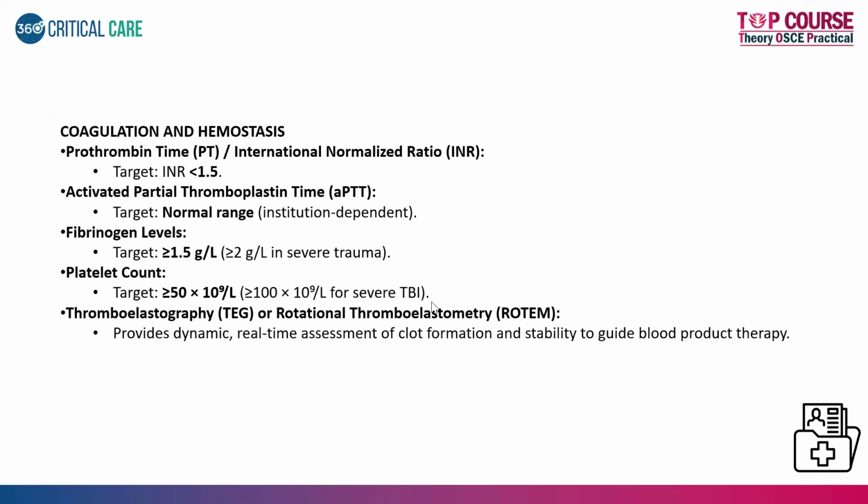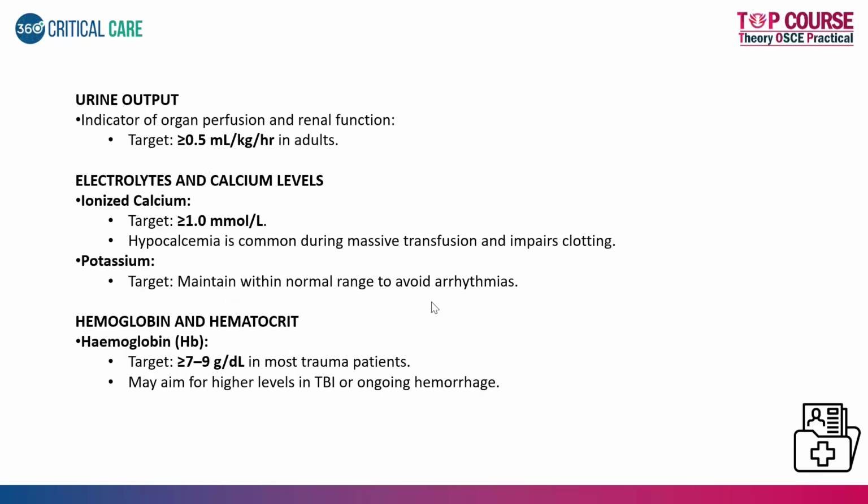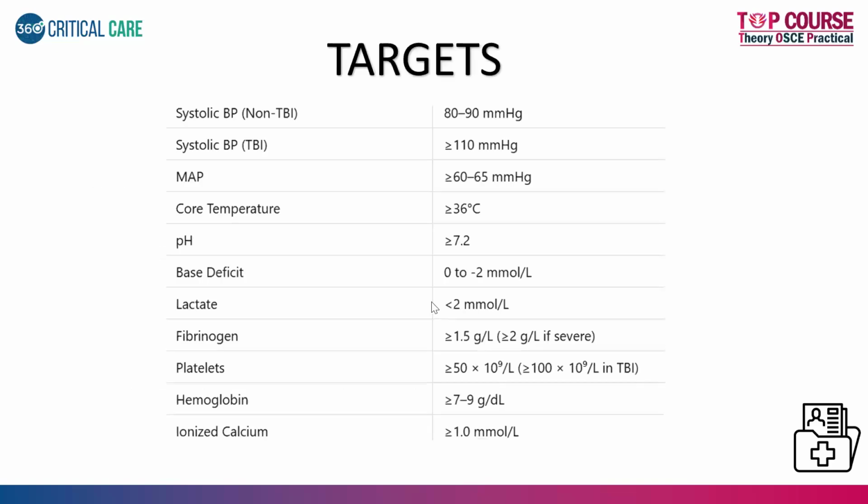Coagulation parameters, like any other coagulopathy, target an INR less than 1.5. For any patient with traumatic brain injury, platelet count, if at all planned for an emergent surgery, should be roughly targeted over 80,000 to 1 lakh. Temperature should always be kept in normothermia, avoid hypothermia. Target is usually about 36 degrees Celsius. Oxygenation target, maintain a PaO2 of more than 60 mmHg. Urine output, the target by and large is more than 0.5 ml per kg per hour in adults. So roughly these are the targets in summary.